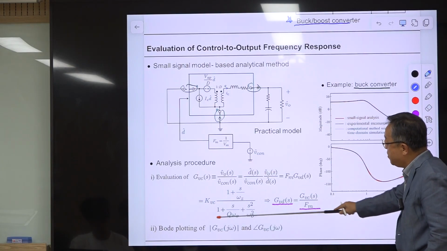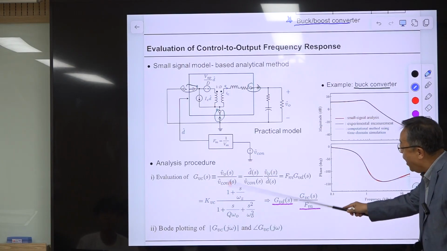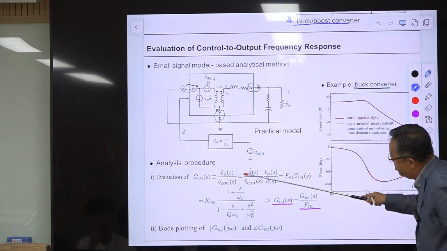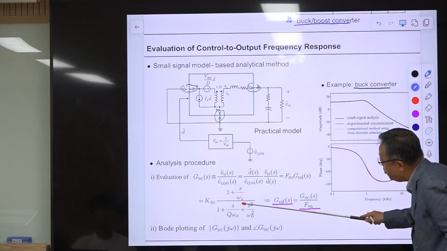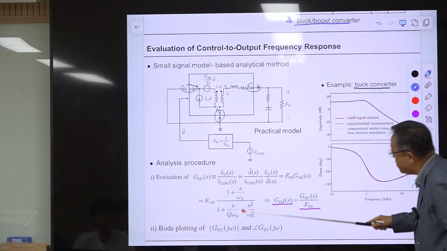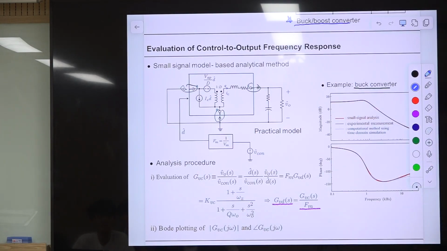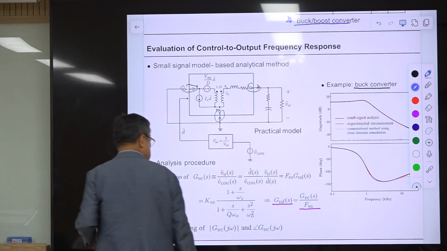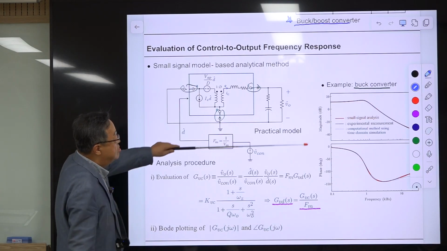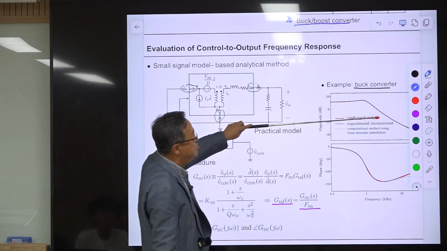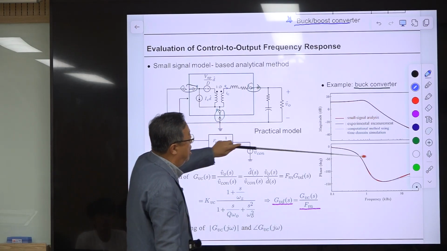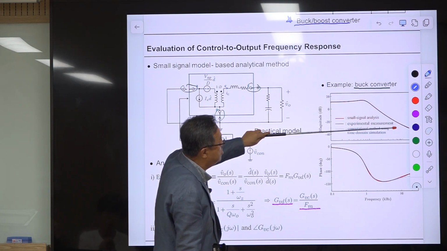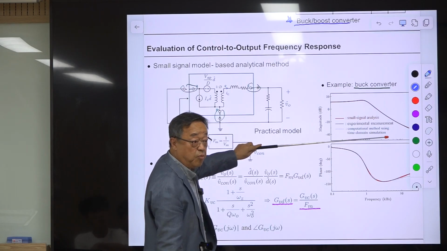Anyway, you get this result. Then if you divide this one by this, you will have this one. So maybe you can calculate this, or experimentally measure this, or you can get it from the time domain simulation. Then convert them into a Bode plot, that is the frequency response plot shown here. So these are three different cases: small signal analysis using this, the measurement using some equipment, and the computational method using time domain simulation.